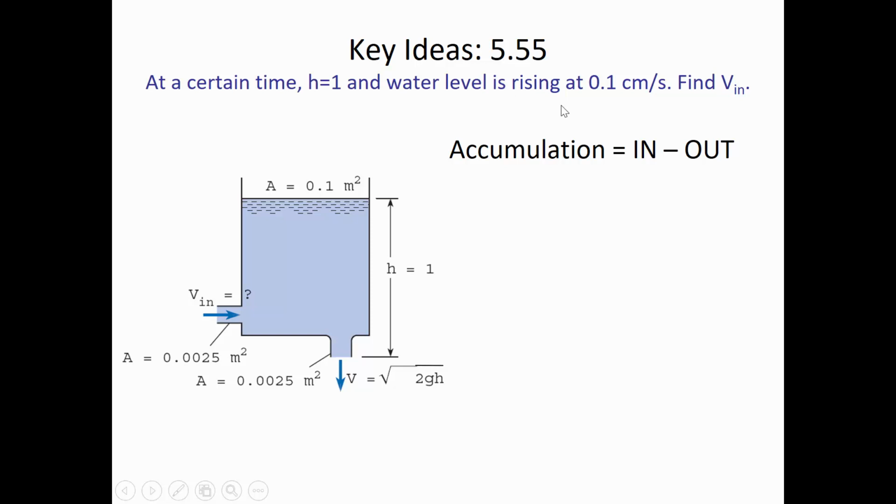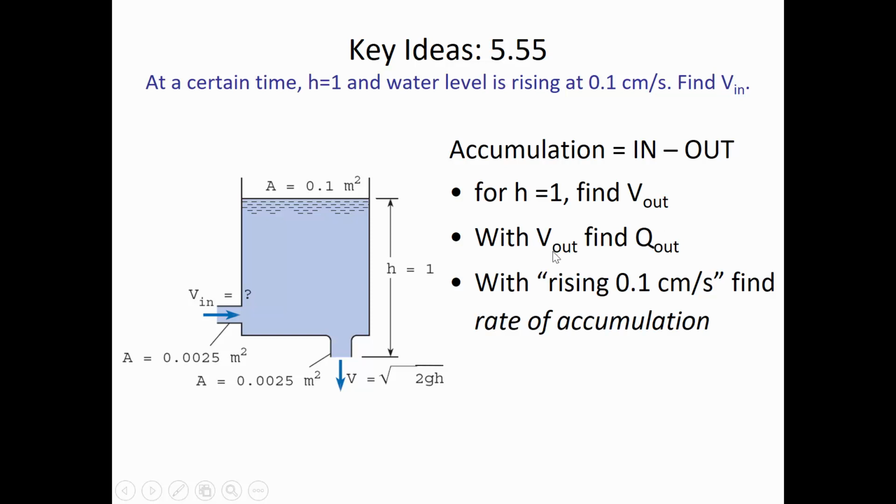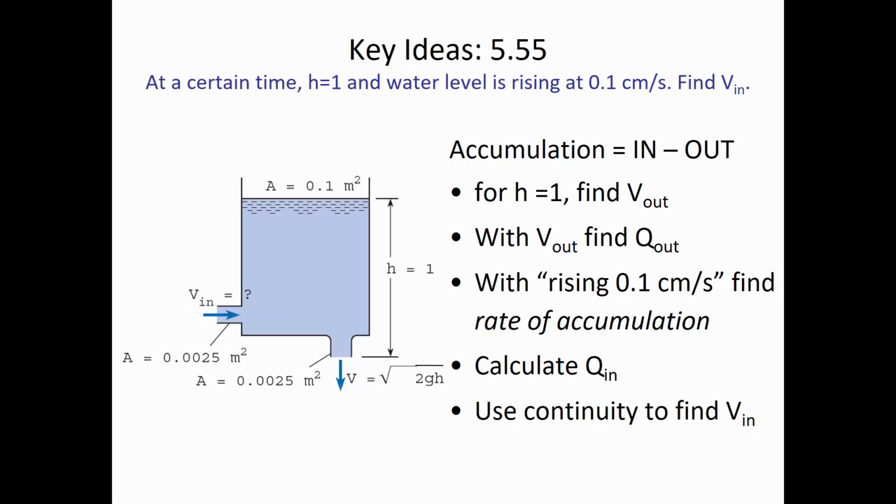So you can do this one on a volumetric basis. You don't have to do this necessarily with mass. You can solve this straight volume. So for the height of 1 meter, you can find the velocity out with the given orifice equation. And then once you have the v out, you'll find the q out. And then the accumulation rate is defined by the rate of rise and the cross-sectional area of the tank. So then q in is what you need to find. And then once that's established, you can find the v in using q equals va. And they already told you a.